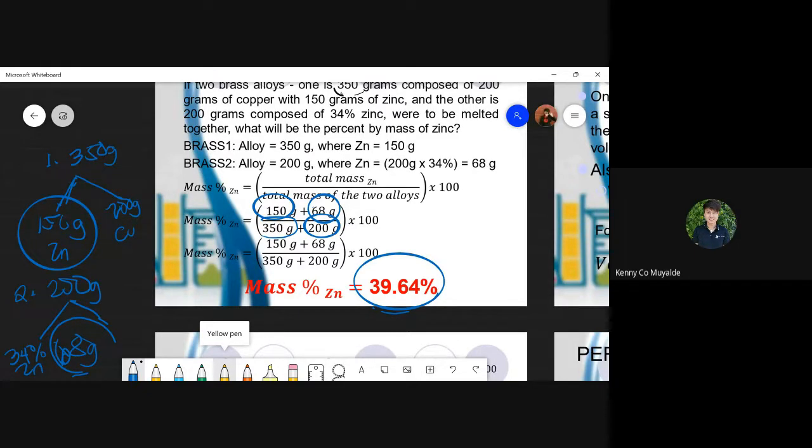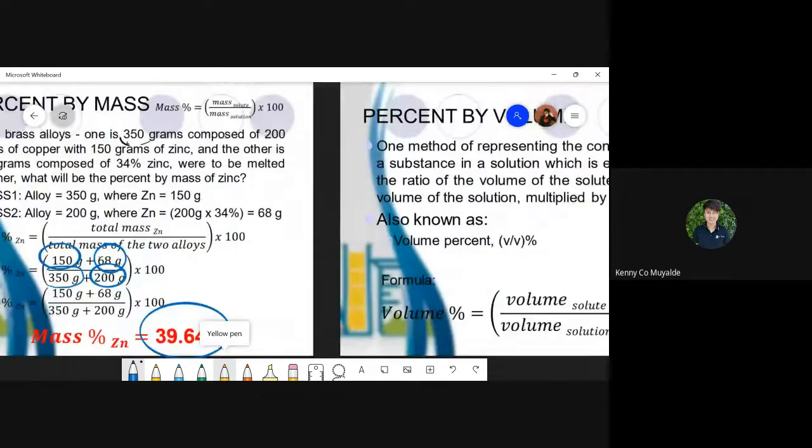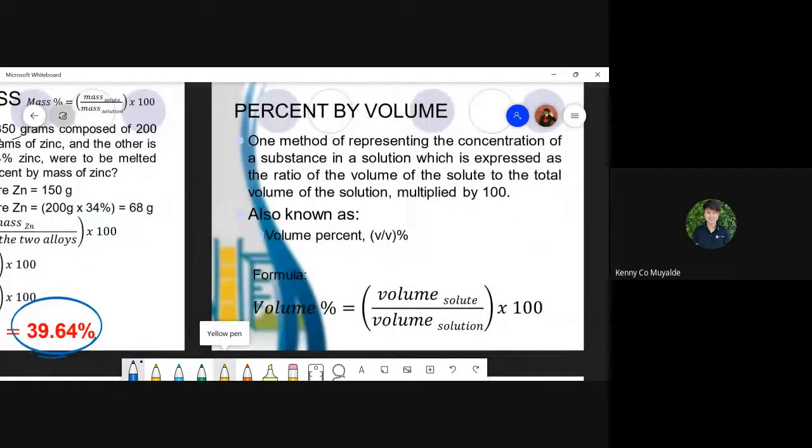Okay? Wala naman tayong nilagay na trick question sa seat work tapos sa exam. Next, we go to percent by volume. Same lang siya sa percent by mass. Ang pinagkaiba lang nila ay yung unit, which is volume. For volume, ang ginagamit natin ay milliliter, liter.